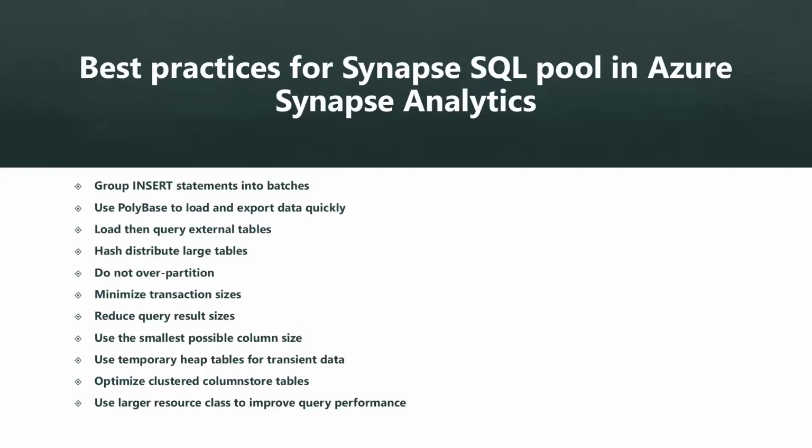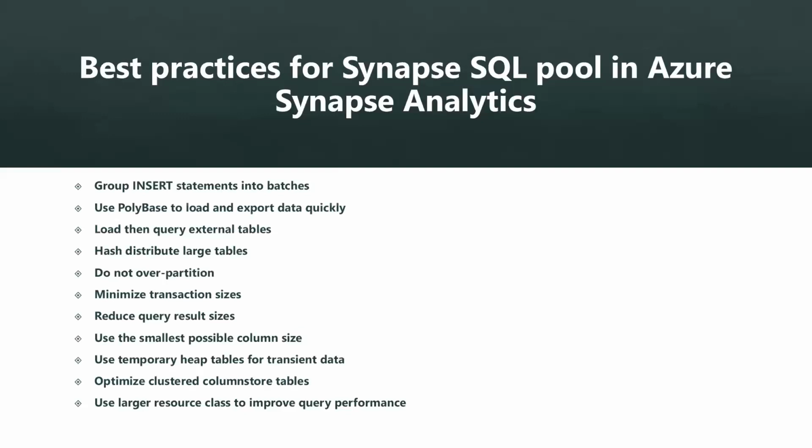And next one, use temporary heap tables for transient data. When you are temporarily landing data, you may find that using a heap table will make the overall process faster. If you are loading data only to stage it before running more transformations, loading the table to a heap table will be much faster than loading the data to a clustered columnstore table.